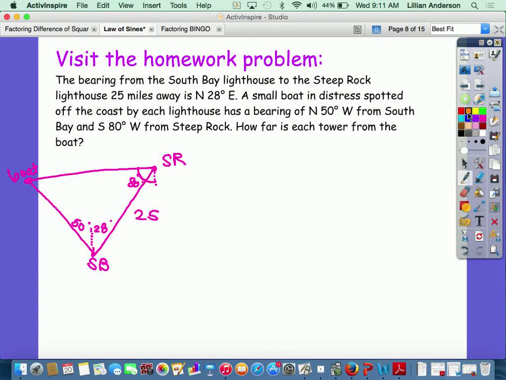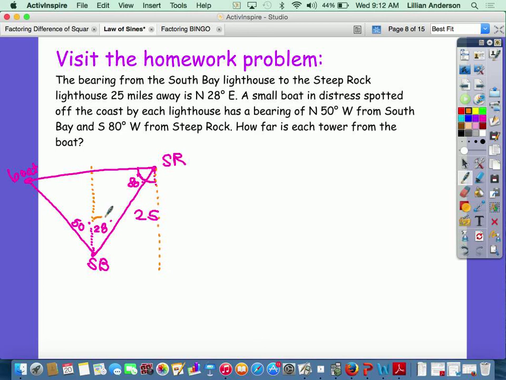Now, is it 10? No, it's not 10. It's not 90 minus 80. Quick question: south and north, right? I went north from South Bay, and I went south from Steep Rock. Those lines are parallel. Think back to geometry. What kind of angles are formed with parallel lines?